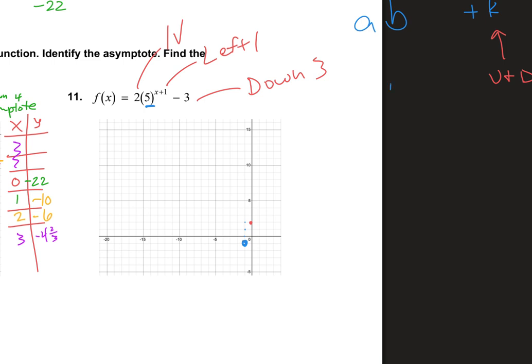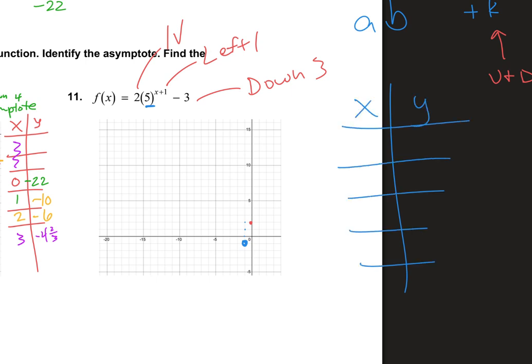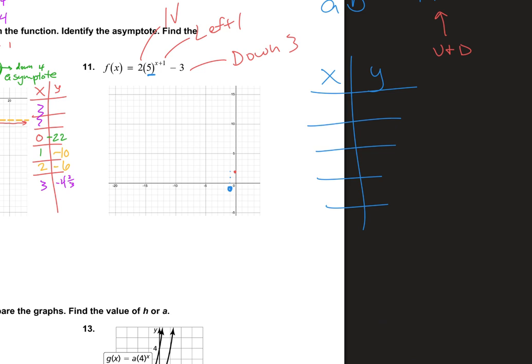Let's prove that if we can. So we'll do a table. X, Y. So when we plug in 0, you'd think you would get that original 2, but you don't. You get 2 times 5 to the first power minus 3.